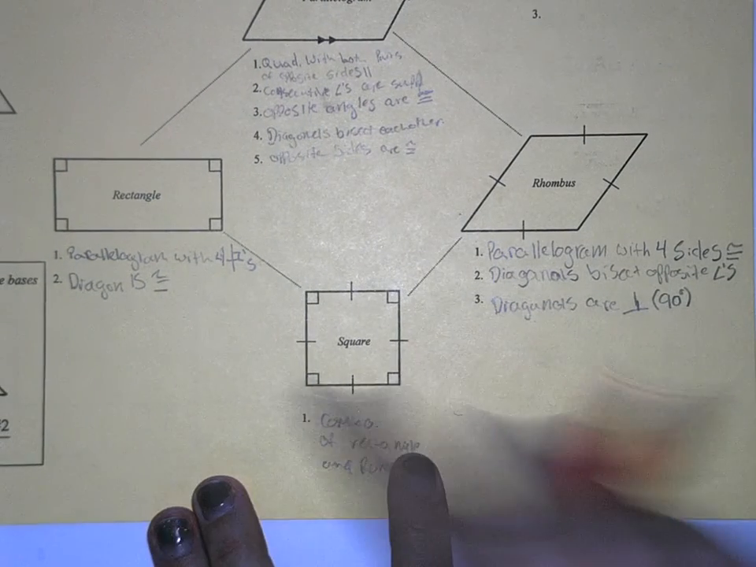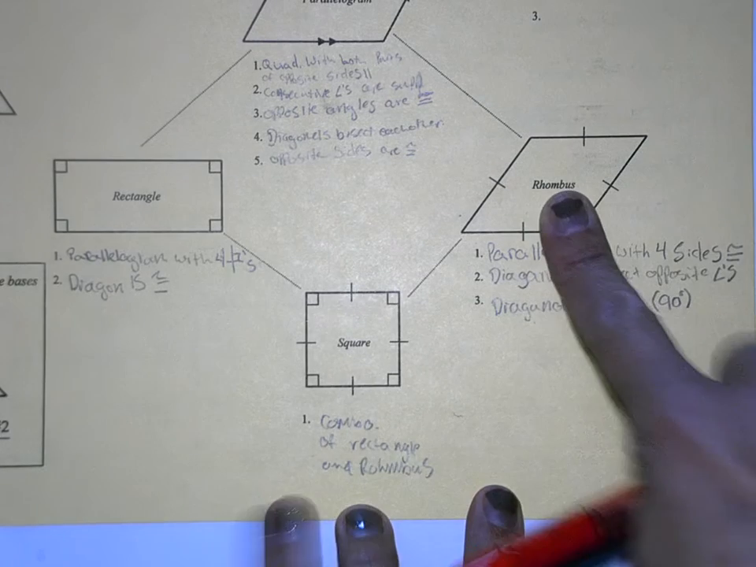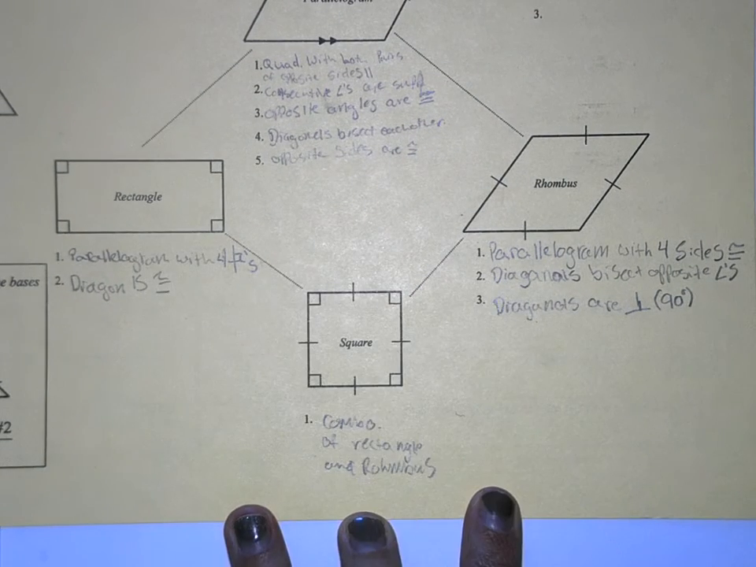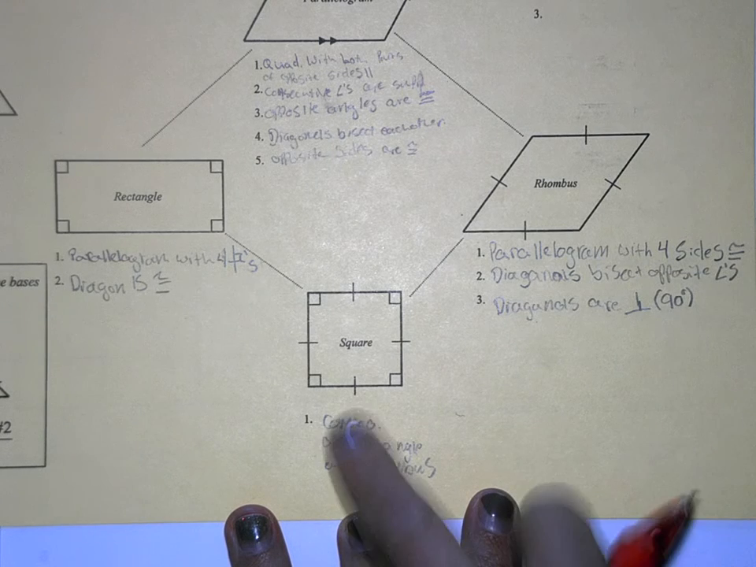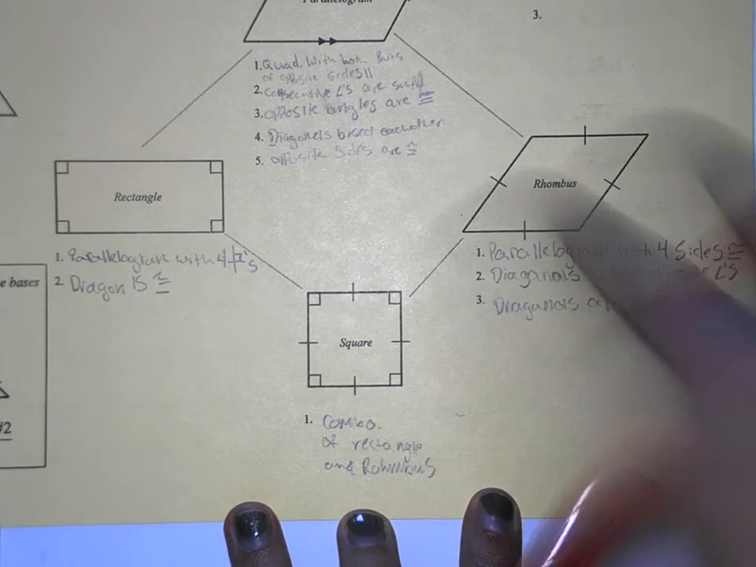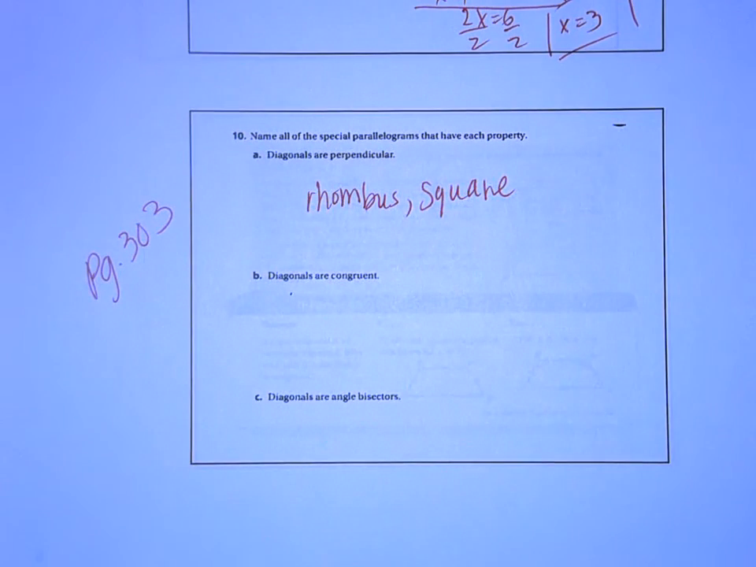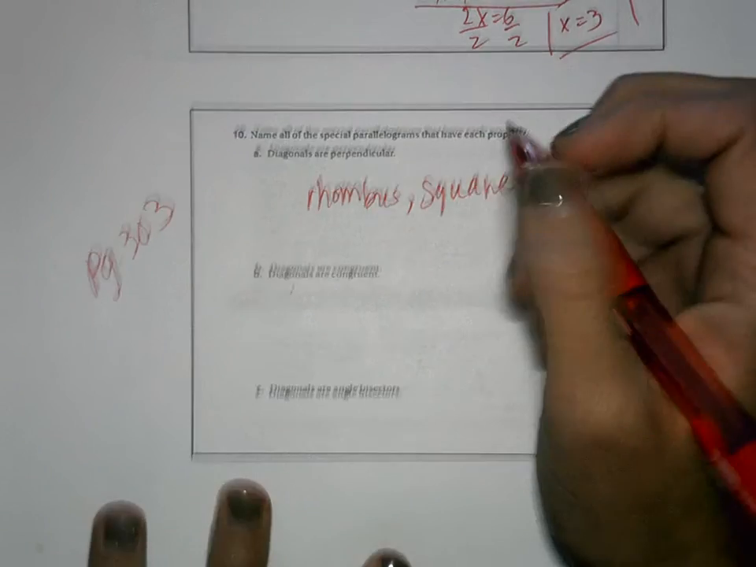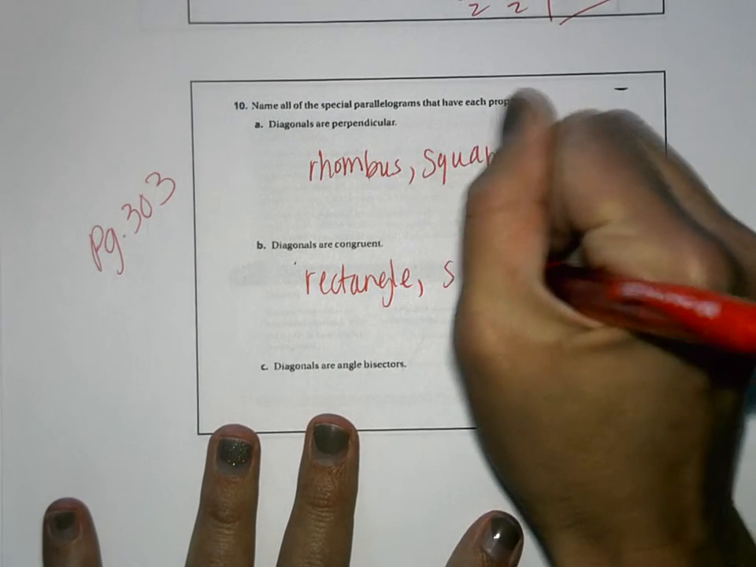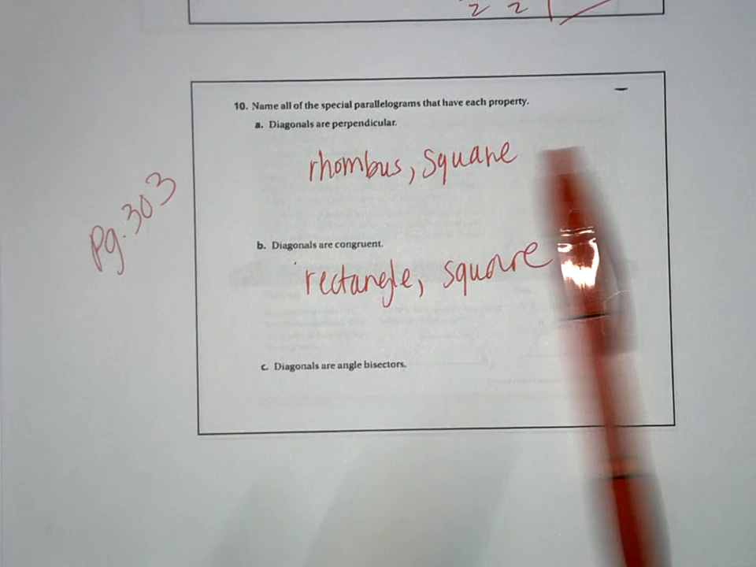Remember how a square includes everything that's a rhombus and everything that's a rectangle. So if something's a rectangle, it's also a square. If something's a rhombus, it's also a square because it includes all of those things. So that's why on A, it's a rhombus, but it's also a square. Okay, so on B, diagonals are congruent. Where are diagonals congruent? Rectangle, which means it's also a square. Okay, keep going to C and on to the next page too.